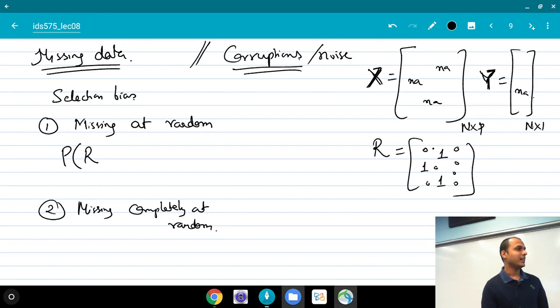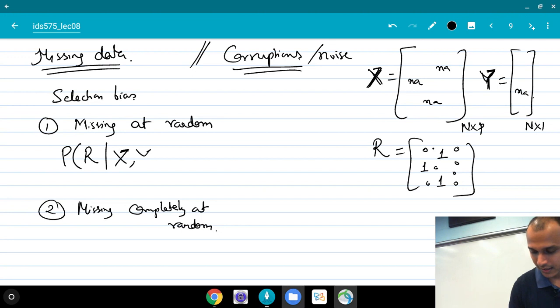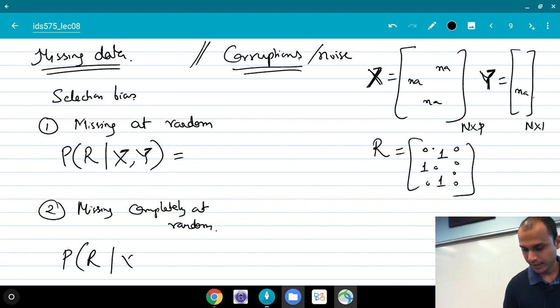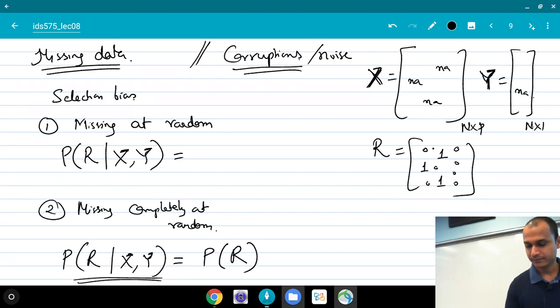So we're going to ask whether this missing pattern has something to do with the observations. Okay, if the missing pattern has something to do with the observations, then there is some bias. So probability of R given the data, the X matrix and the Y matrix, is equal to, in both cases actually, P of R given X matrix and Y matrix. So let's take the simpler case. Missing completely at random means that P of R given X and Y data has nothing to do with the data. It's just probability of R. Okay, in a sense, it's missing completely at random.